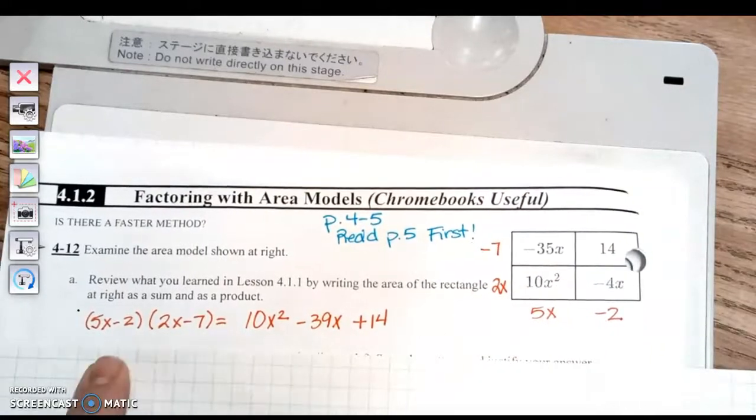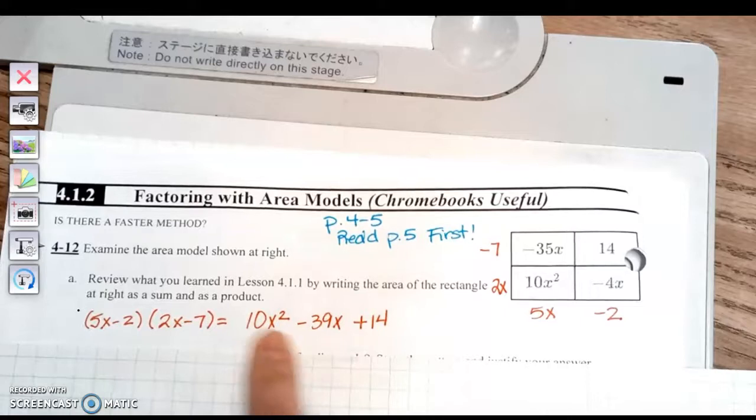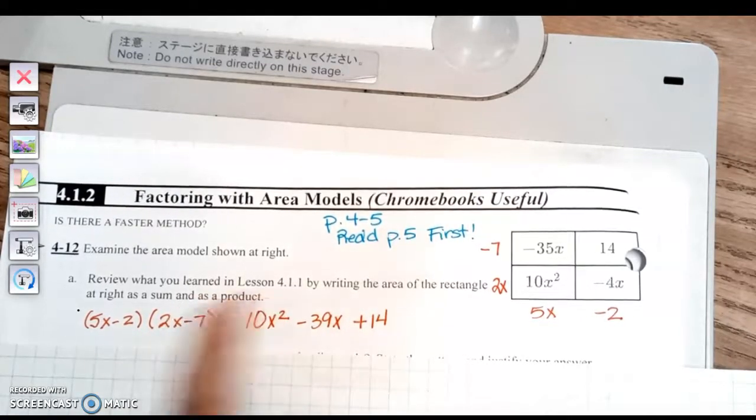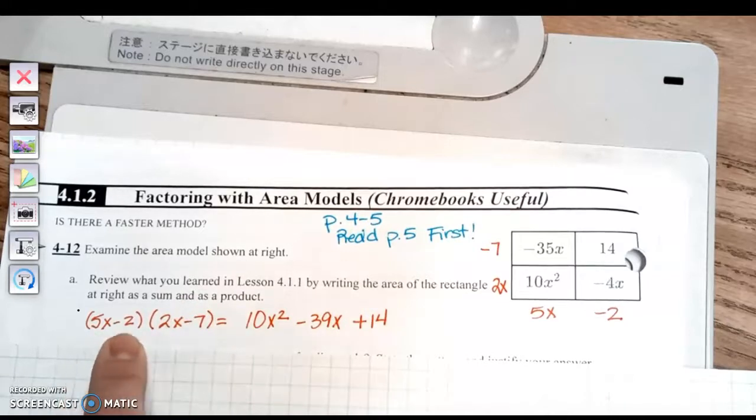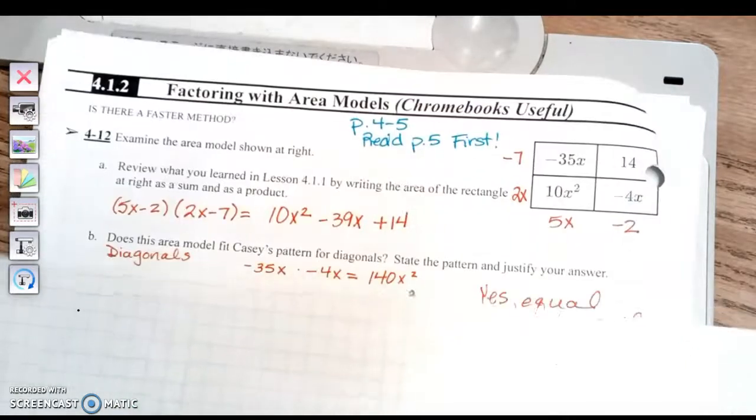All right? We want to write this as a sum. So the sum is on the right here, 10x squared minus 39x plus 14. And as a product, the product would be 5x minus 2 times the binomial 2x minus 7. Okay. Any questions on problem number 12?